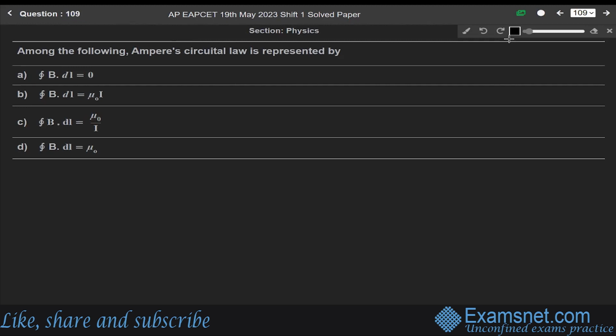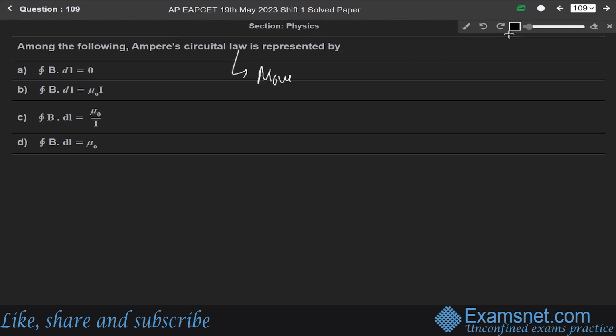So the next question is 109. Among the following, Ampere's circuital law is represented by. Okay, so this question is from the chapter of moving charges and magnetism. Okay, so it is asking about Ampere's circuital law. So what is Ampere's circuital law?